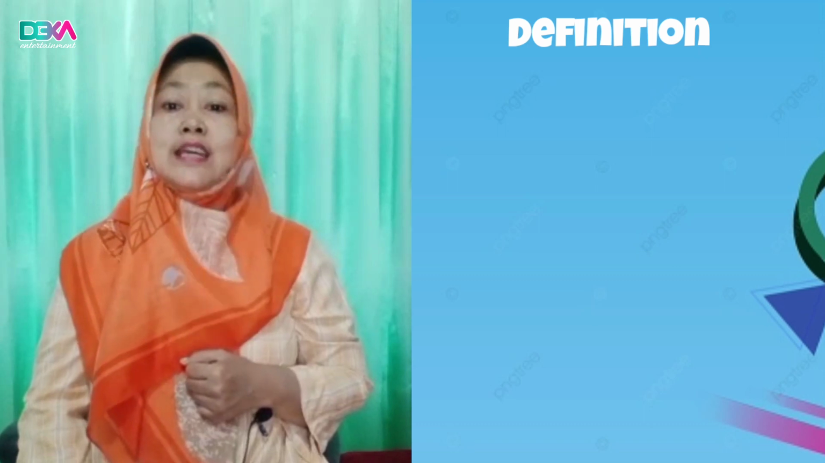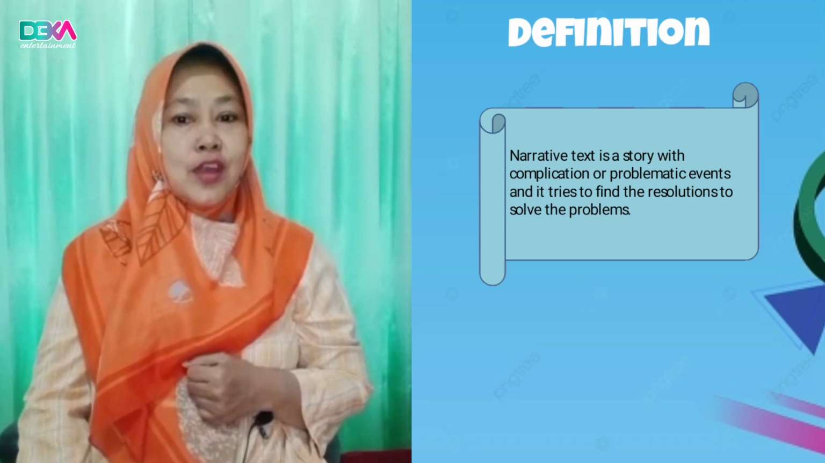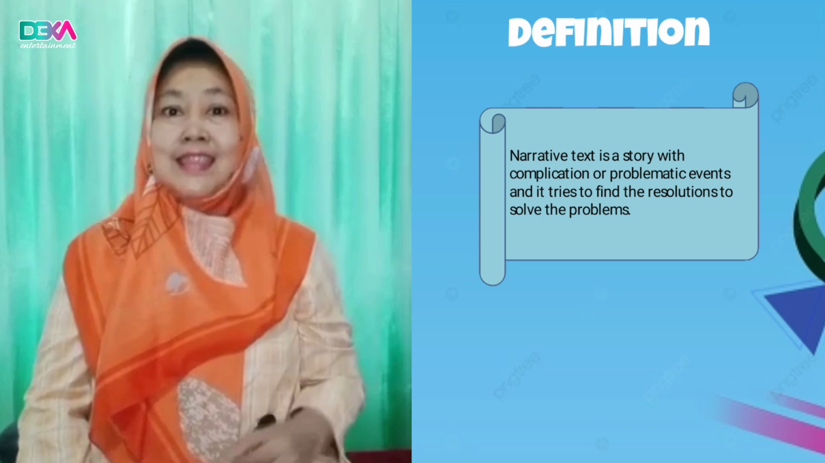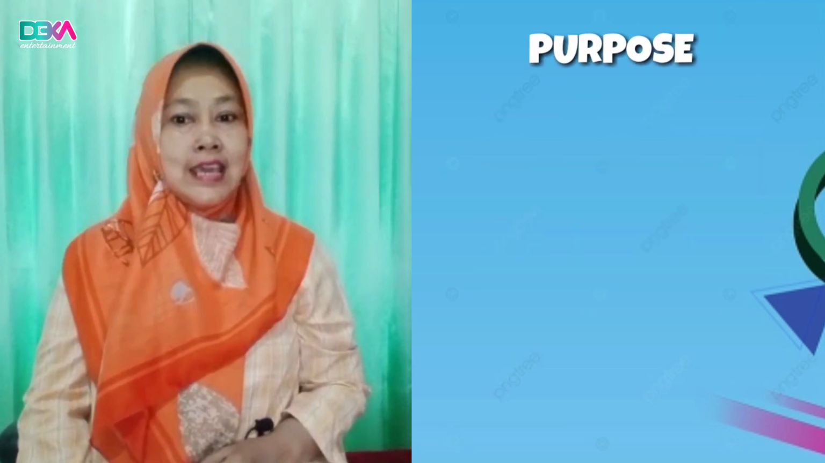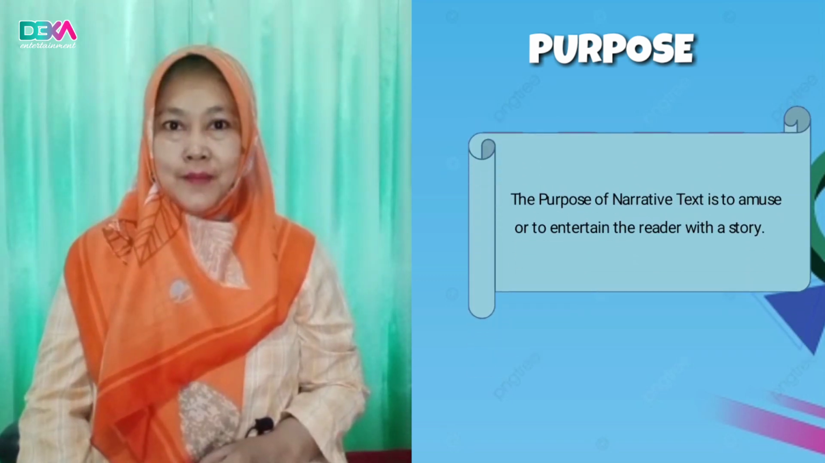Narrative text. Look at the definition of narrative text. Narrative text is a story with a complication of problematic events, and it tries to find a resolution to solve the problems. That is the definition. And then the purpose of narrative text is to amuse or to entertain the reader with a story. That is the purpose. And then there are generic structures of narrative text. There are four generic structures.